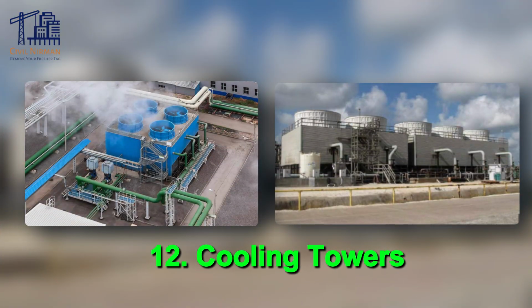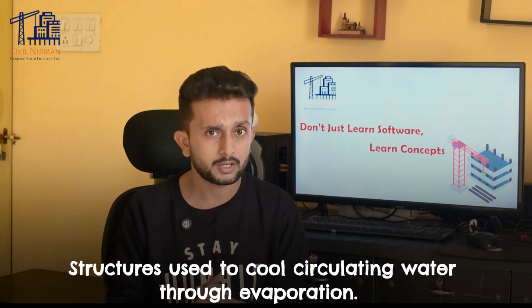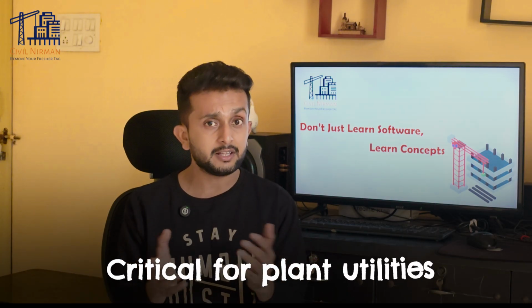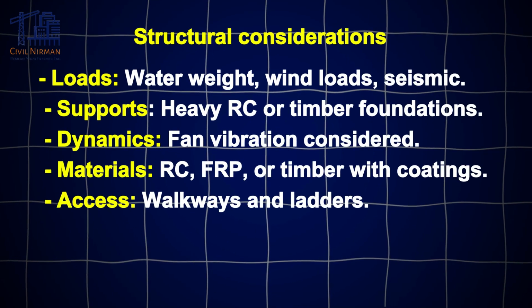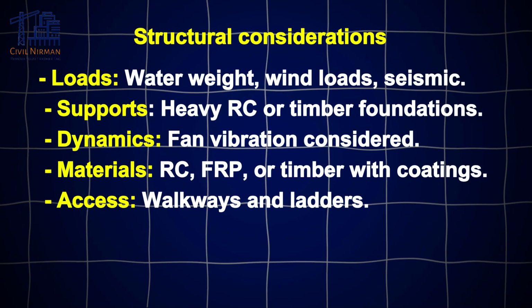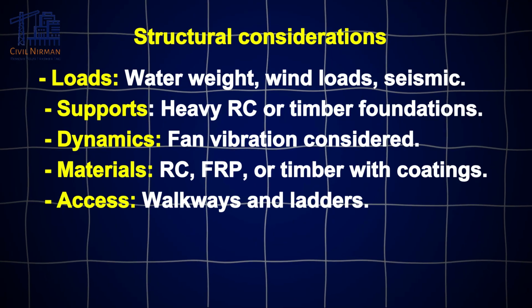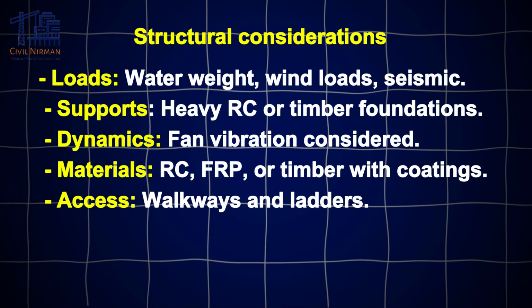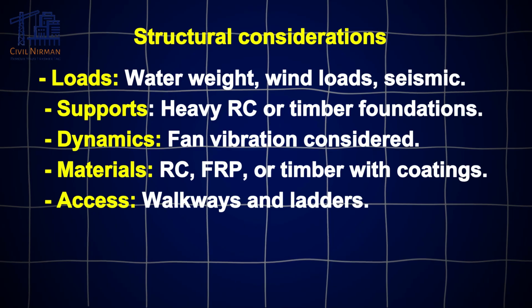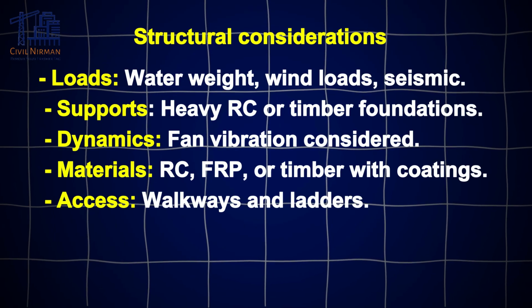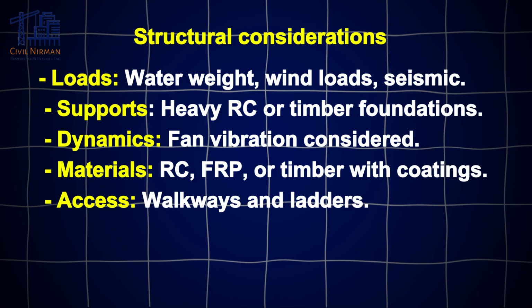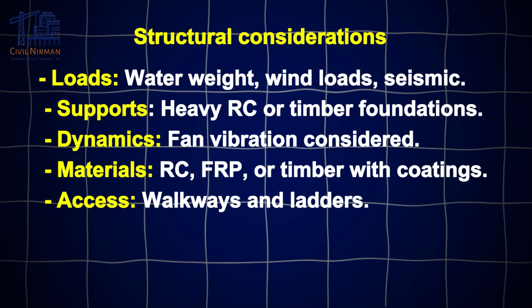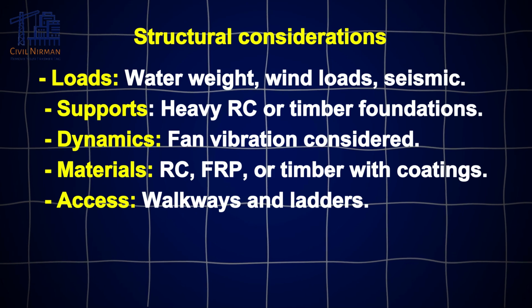On number 12, we have cooling towers. Basically, they are structures used to cool the circulating water through evaporation. They are very critical for plant utilities. In case of structural consideration, we have to take care of the water weight and wind loads apart from the dead and the other loads. Usually they are supported on heavy RCC or steel frame foundation. In case of their dynamics, the fan vibration is considered, and materials are RC, FRP or timber with the coatings. And for their access, usually walkways and ladders are provided.